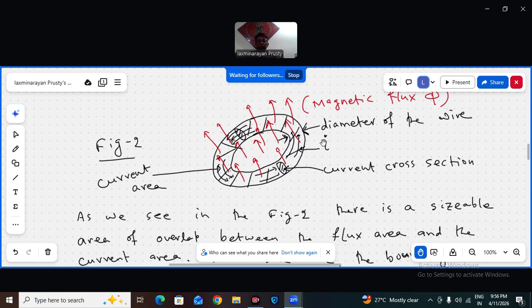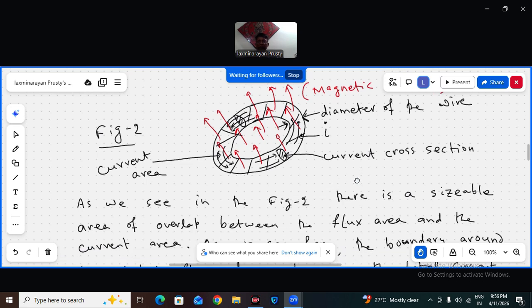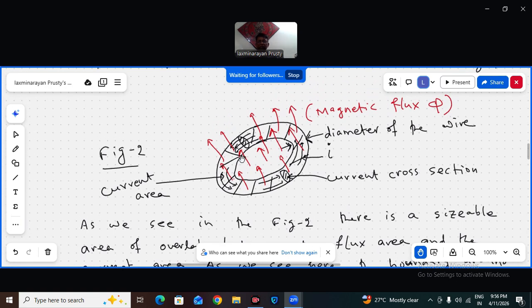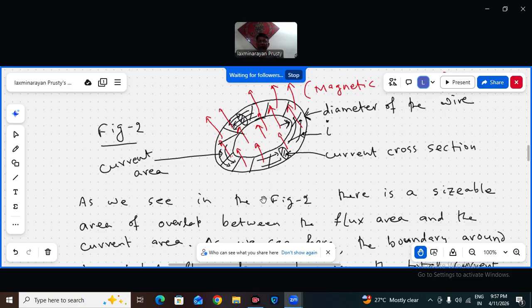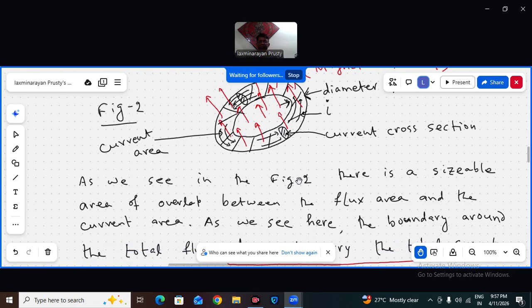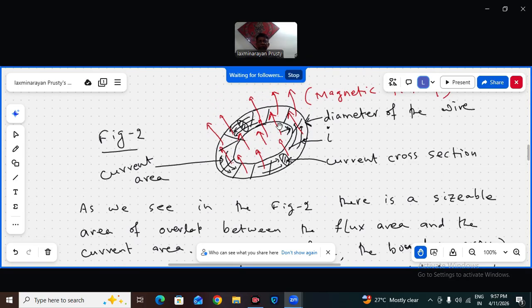So the current region, the current area, is no longer negligible. And the flux, as you can see, passes through the inside area as well as through the body of the wire, like this. The red lines are magnetic flux. As you see in figure 2 here, there is a sizable area of overlap between the current and the flux.